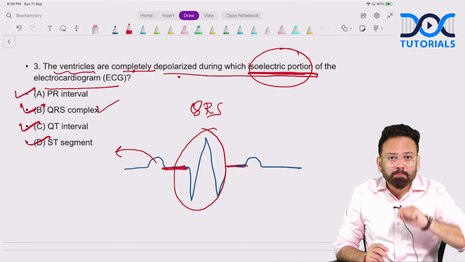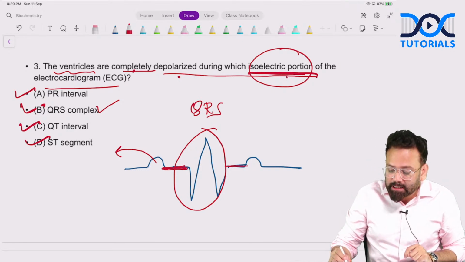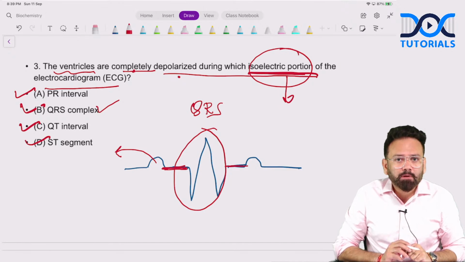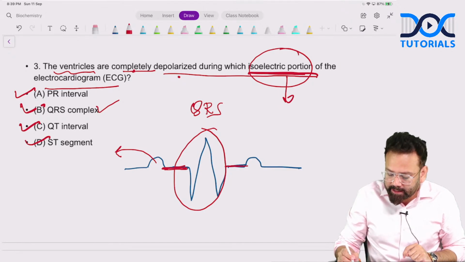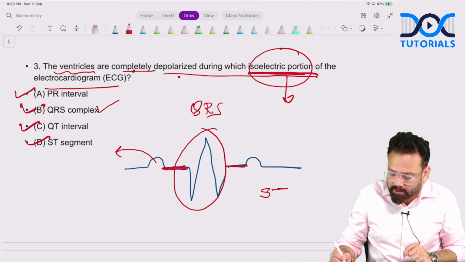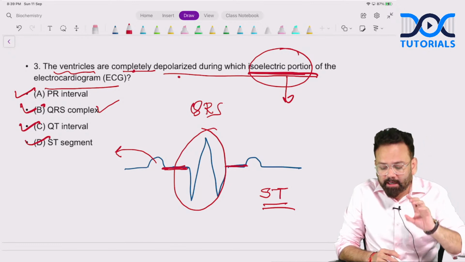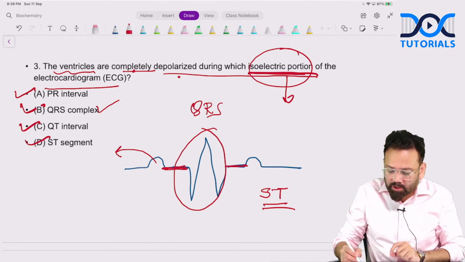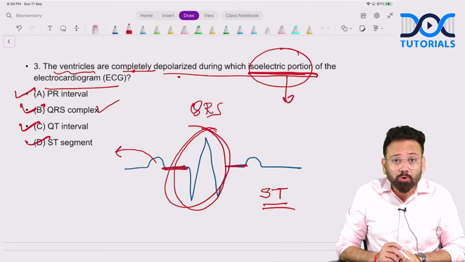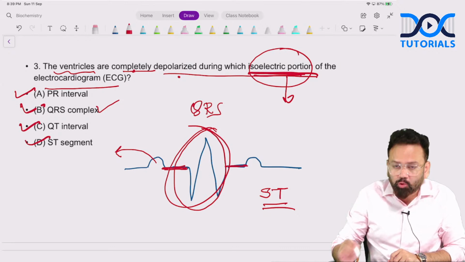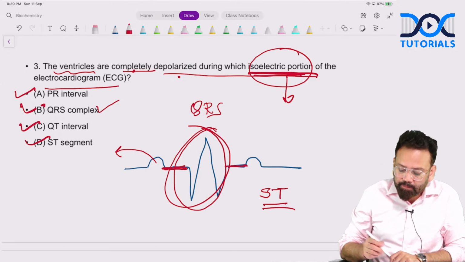But the questioner is playing your game. He is asking about the isoelectric portion, and this is the ST segment. After QRS comes what? The ST segment. Otherwise the answer would have been the QRS complex, but because they are asking for the isoelectric portion, the answer will be ST.